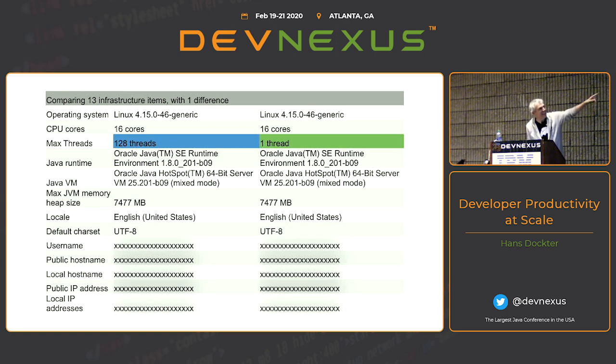The build without the build cache, 128 threads. The build with the build cache, 1 thread. So how could they not see that? It was an interesting story.